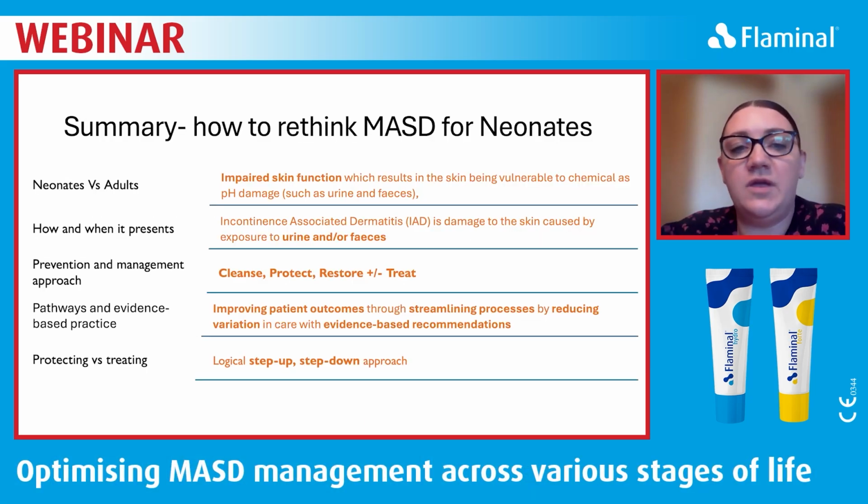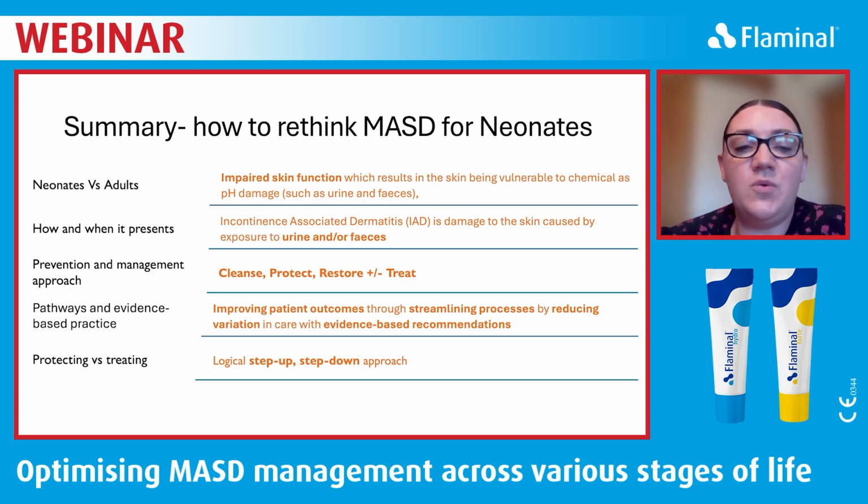In summary then, when we're looking at rethinking MASD, particularly in neonates, we need to make sure that we are understanding that their impaired skin function is even more vulnerable than those in adults, and that even in premature babies, theirs is even further vulnerable than the neonates born at full term, particularly around the urine and faeces. And that's why it's important that in terms of those 4 different categories of MASD, a real focus is pulled down on IAD when we're looking at neonates, so we can ensure we're reducing the risk around urine and faeces sitting on the skin and causing any damage.